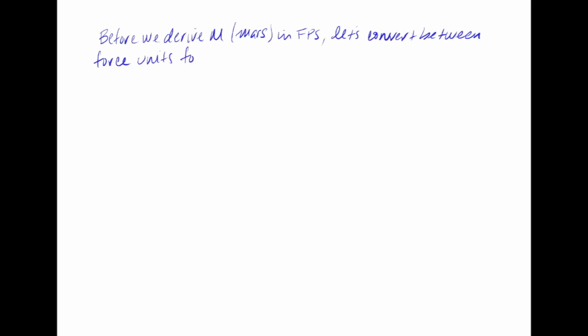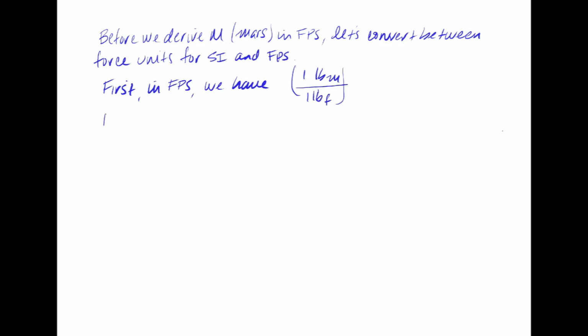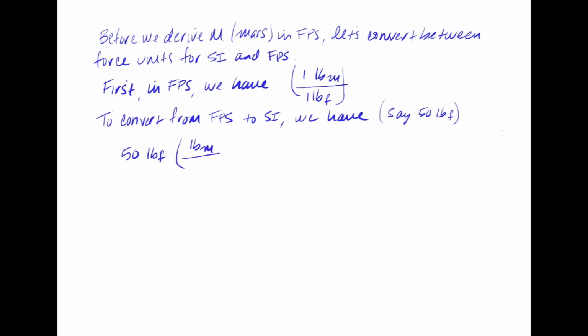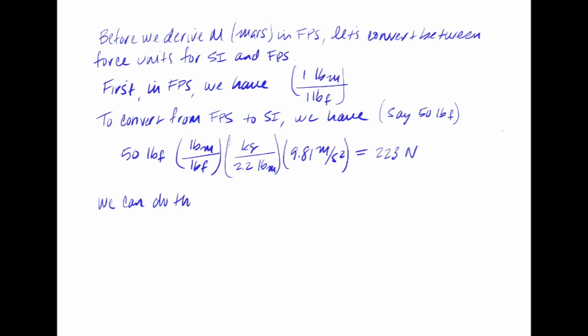SI and FPS. So recall that in FPS we have a pound mass and a pound force. The conversion factor is 1. So to convert from FPS to SI, we just take pounds force, convert to pounds mass, and then we have this relation that there's 2.2 pounds per kilogram. With that, we can convert pounds mass to kilograms, and then we just multiply kilograms times acceleration, and we have newtons.